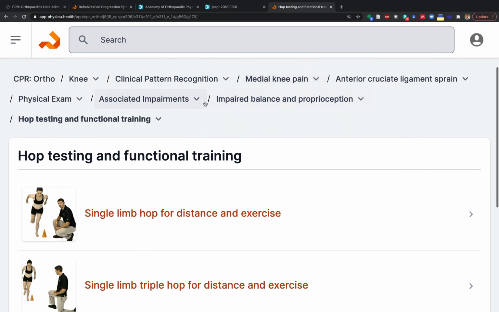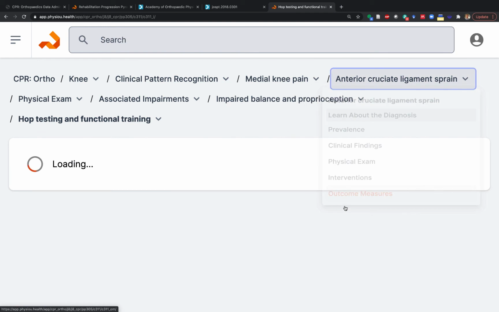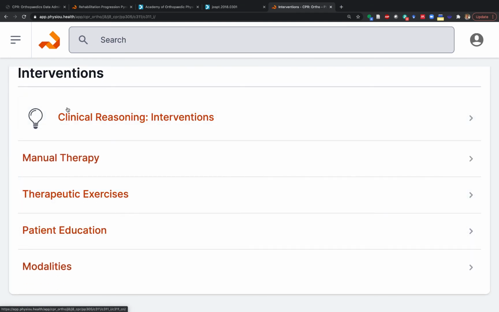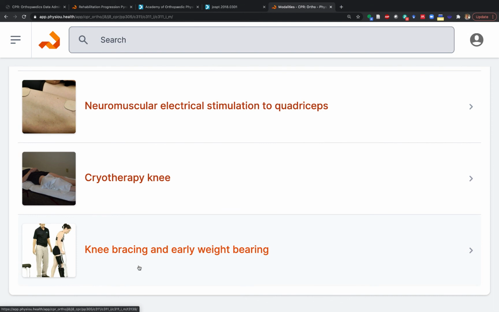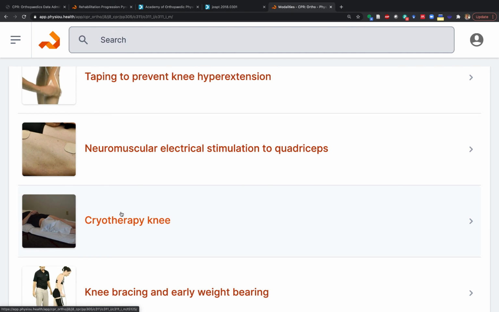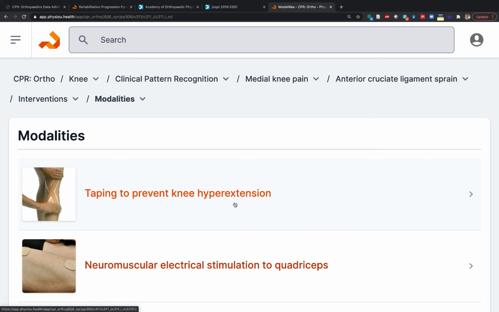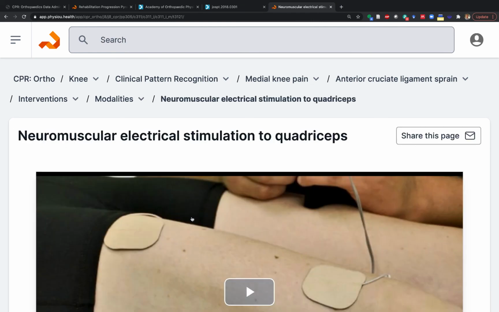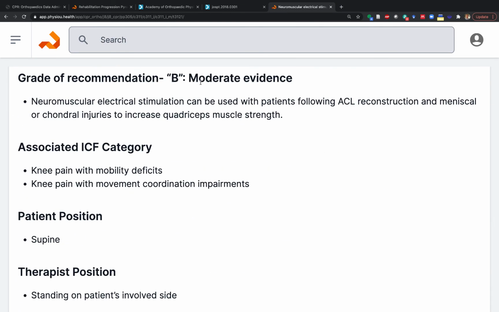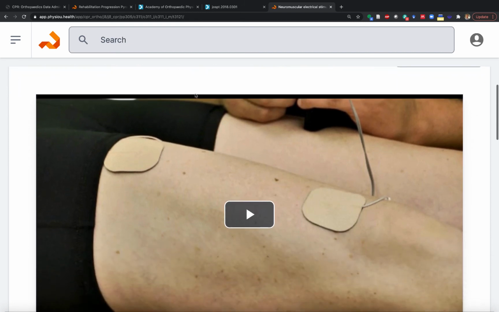All right, so how do I manage these patients? If I move back to ACL interventions, make sure you watch your clinical reasoning video in your interventions. But remember, initially, I may have to manage them by providing some stability, right? Stabilized treatment category. Cryotherapy to prevent or reduce swelling. Taping to reduce the knee hyperextension if that's what you see in the patient. And then NMES. Okay, so the guidelines suggest B, moderate evidence for NMES. So that's why your modalities are important.